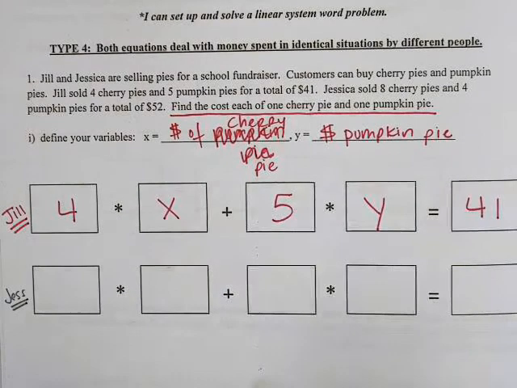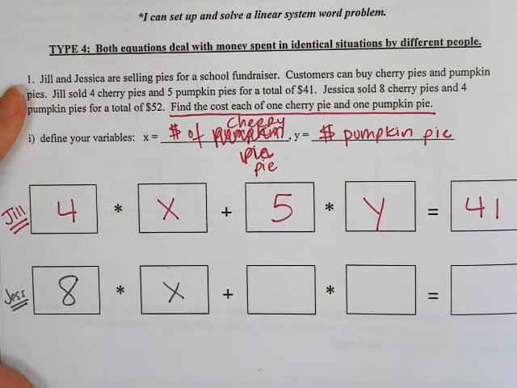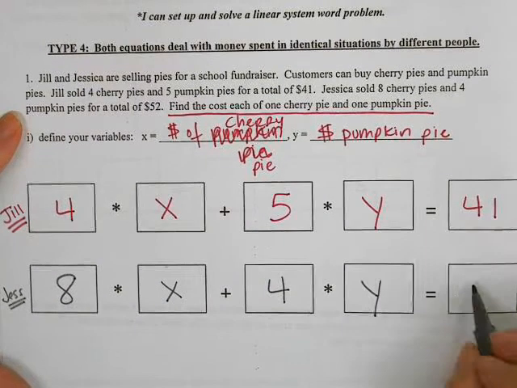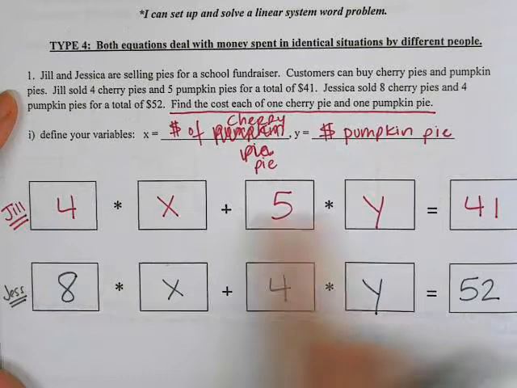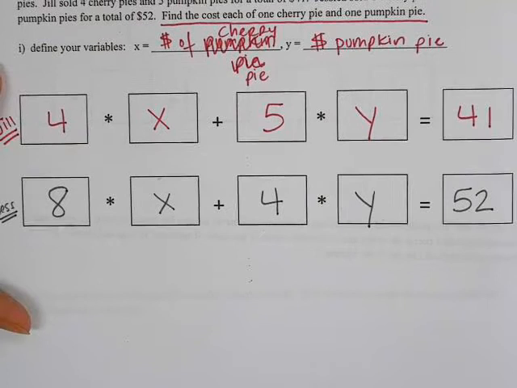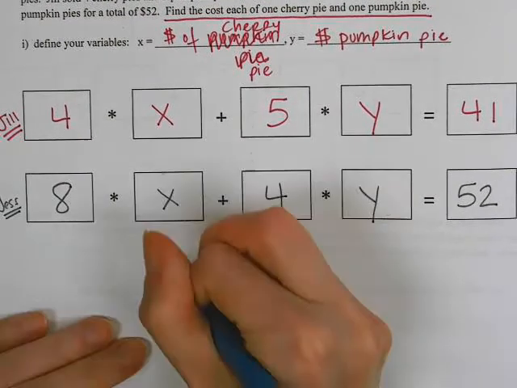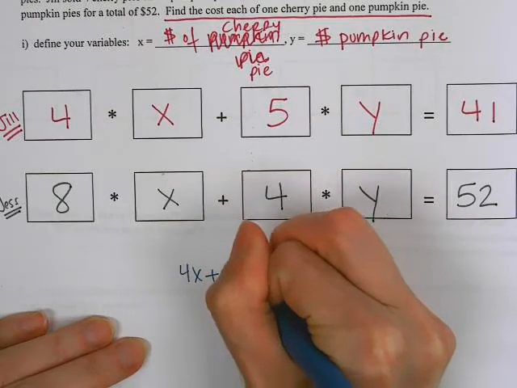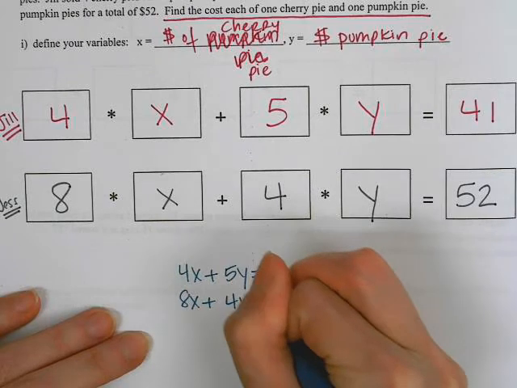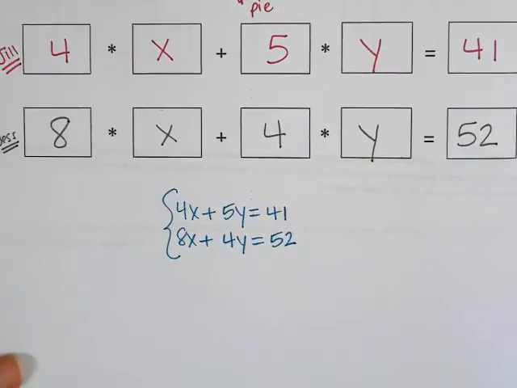Okay, let's see Jessica. Jessica sold 8 cherry pies, so 8 times x, and 4 pumpkin pies, so 4 times y, and her total was 52. See how they're doing the same sales, just different numbers. All right, let's rewrite it so we can see it a little bit better. So we have 4x plus 5y equals 41, and then we have 8x plus 4y equals 52. And your job is to solve that system.